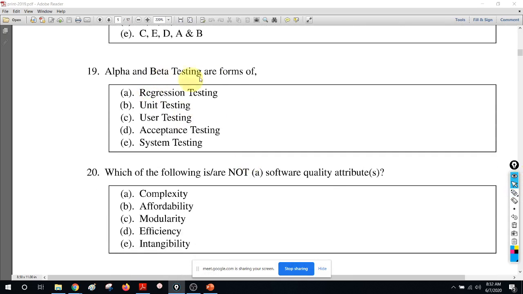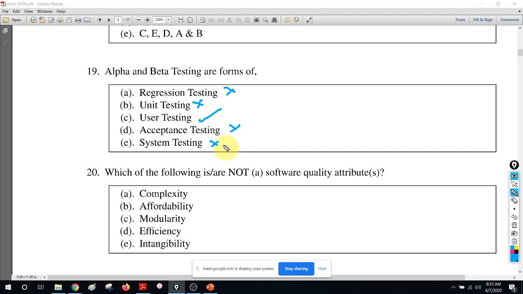Alpha and beta testings are a form of regression testing, unit testing, user testing, acceptance testing, system testing. Okay. Now again, a little bit debatable. It's not regression testing, right? It's not unit testing. In a way, it's user testing. Why? It's tested by the user. But we can't take it as acceptance testing. So alpha testing and beta testing are some informal testing, right? Voluntarily we do it. So I will not go for acceptance testing. And of course, it is not system testing, right?